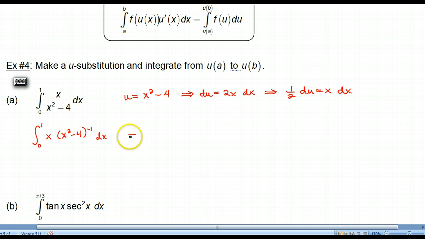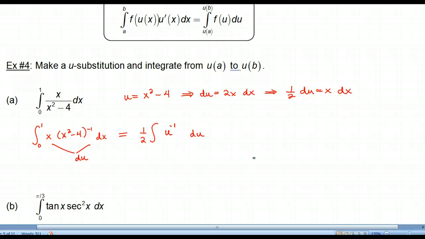Okay, so this is going to be equal to, don't put the bounds yet, we have a 1/2 in front. The x and the dx are du, so if we rewrite it, it's really u to the -1 du. Is the proper way to do it to have du on the outside? Yes, du, you always need to have du.